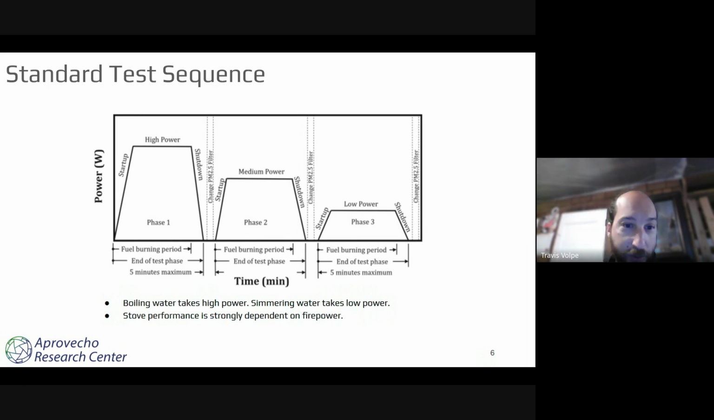The performance of the stove can vary greatly depending on the power level. Each test phase is generally about 30 minutes of actual burn time, followed by a shutdown period or a cool down period of either 5 minutes or a 5-degree drop in the temperature of the water. Each phase should be started within about 5 minutes of each other. So we have a cold start, high power phase, followed by a hot start, medium power, and a hot start, low power phase.